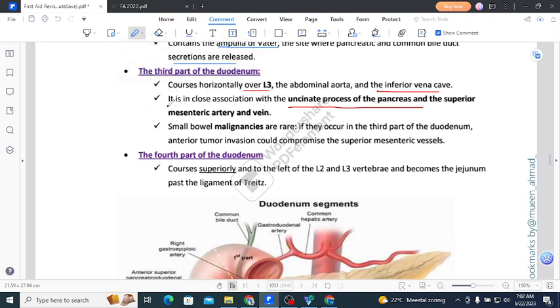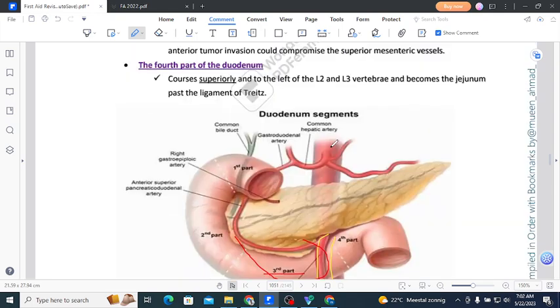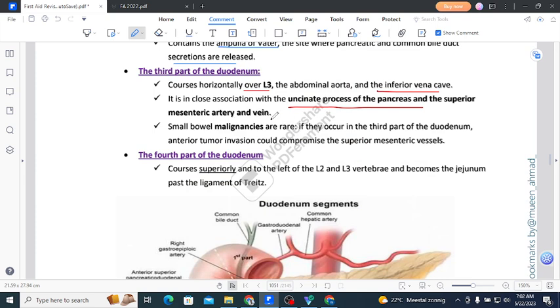That it courses horizontally, and then it is in close association with the uncinate process. So the uncinate process is lying posterior to the duodenum, and the superior mesenteric artery is lying anterior to the duodenum, along with the superior mesenteric vein. Small bowel malignancies are rare.